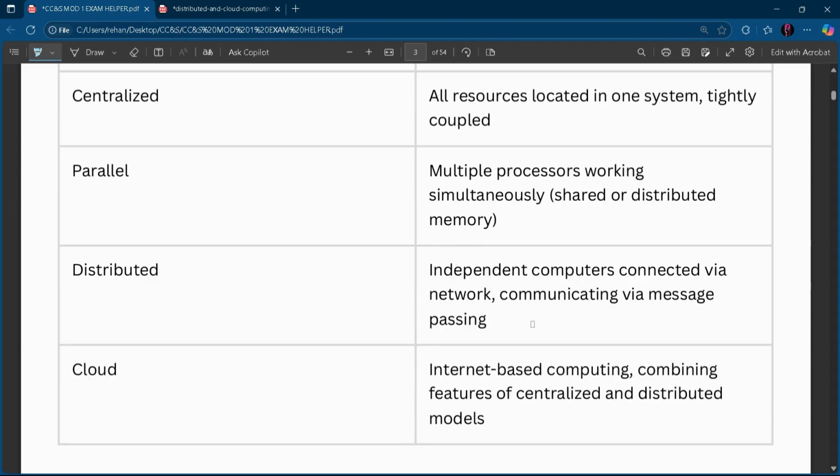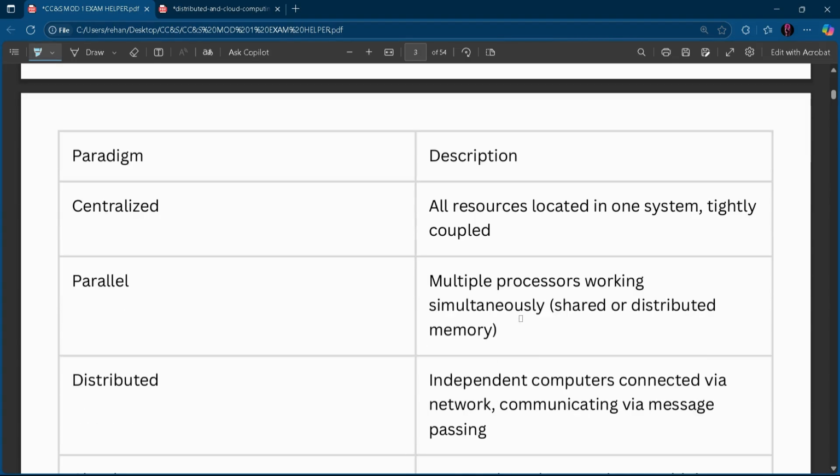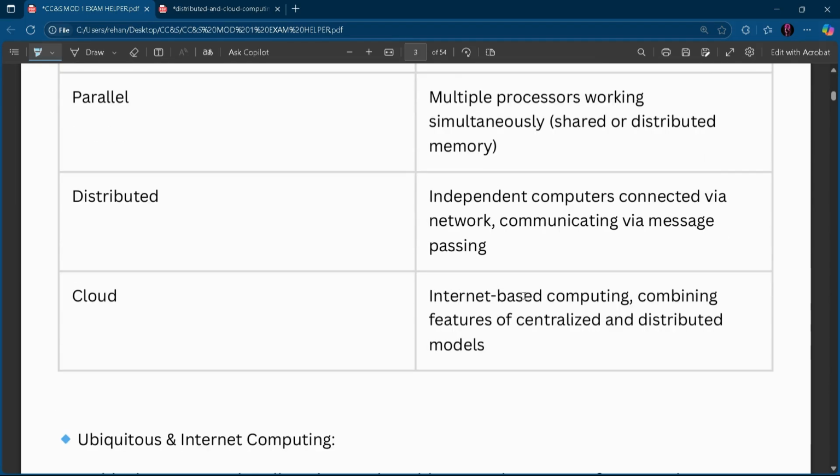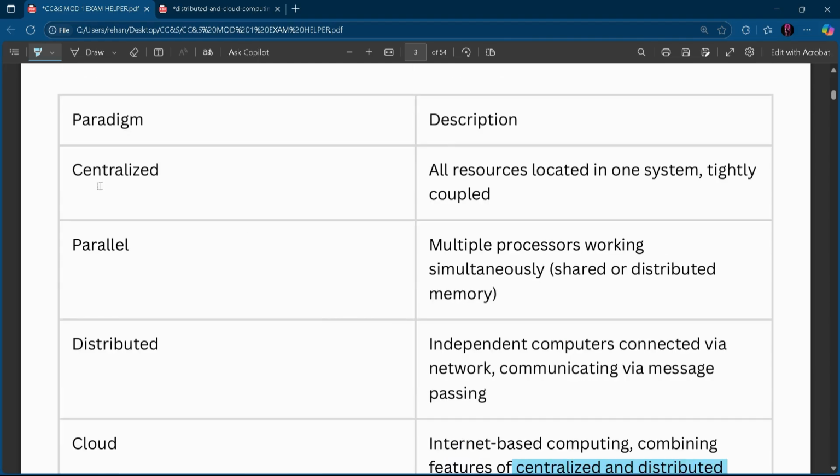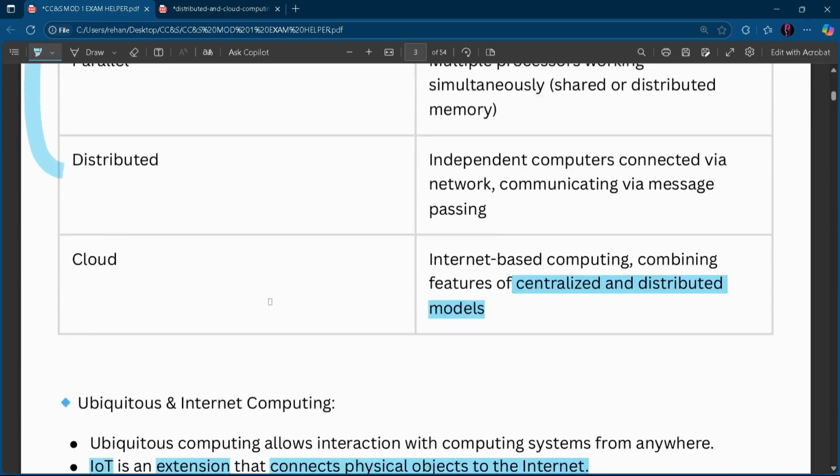Distributed: interdependent computers connected via network. Communication via message passing, like your Canva. In Canva, you can share your project, so multiple people can interact at the same time, or you're in a video call, connected via network. Cloud computing paradigm: internet-based computing combining features of centralized and distributed models. So you can simply say it's a combination of these two.